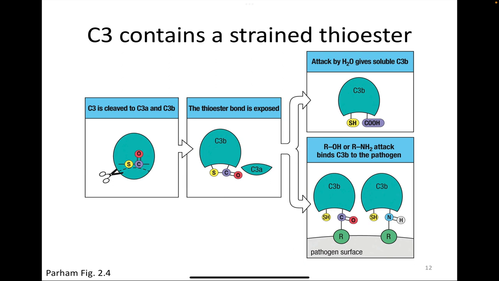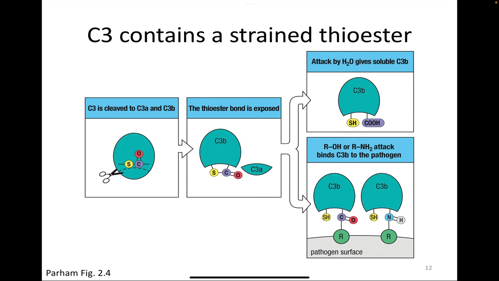Can you think of anything in your body that might have ROH or RNH2? Think of R as a carbon-containing molecule with an OH or a carbon-containing molecule with an NH2. Can you think of anything that has that in your body? Yeah, Michaela. Okay, so every amino acid, so every protein. Anything else? What about DNA? What about lipids? What about every biomolecule you learned about in Bio 250?